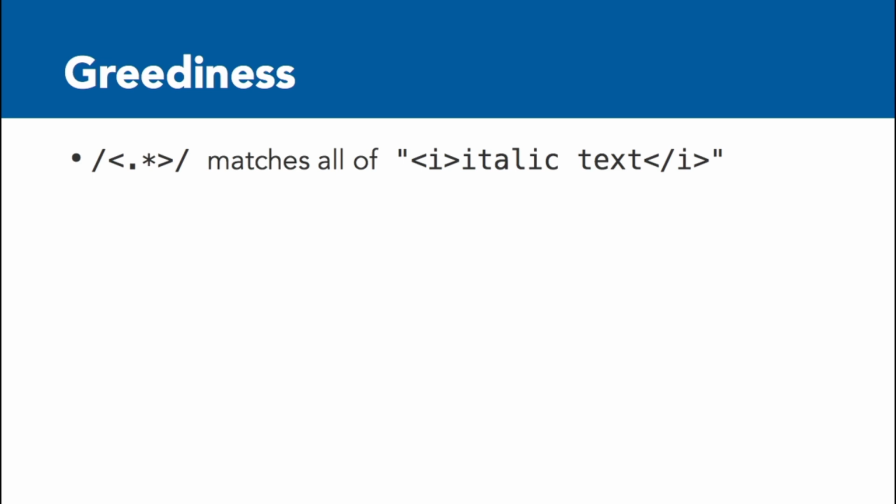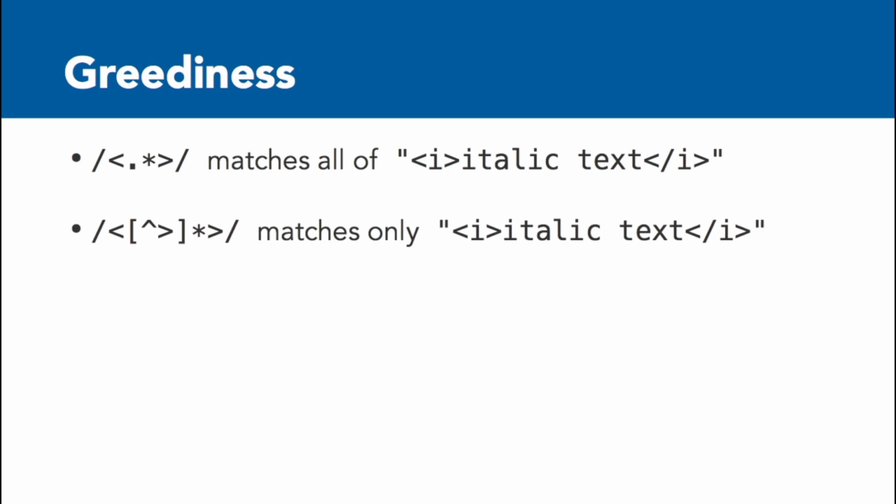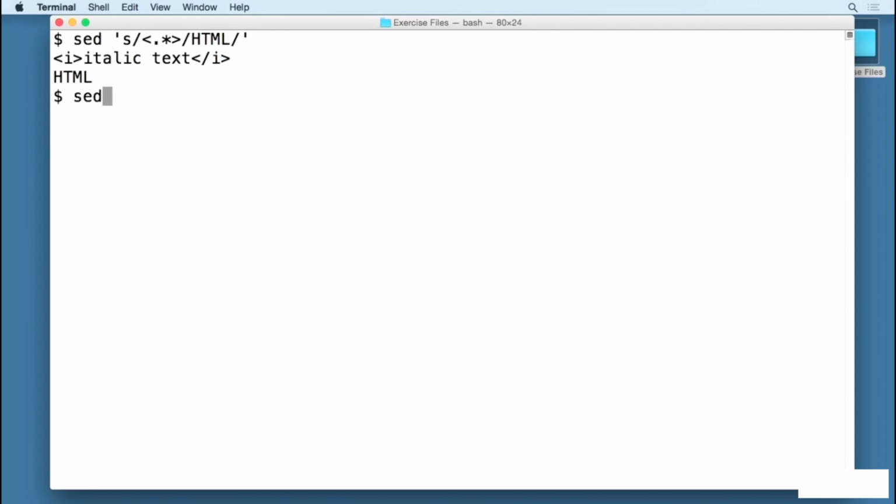If you want to write a regular expression that matches only the initial <i>, one way to do it is to use a negated character class. <[^>]*>. This matches a literal opening angle bracket, and then any number of characters that are not closing angle brackets, followed by that closing angle bracket. This regular expression matches only the initial <i> in the italic text example. So we'll try that.